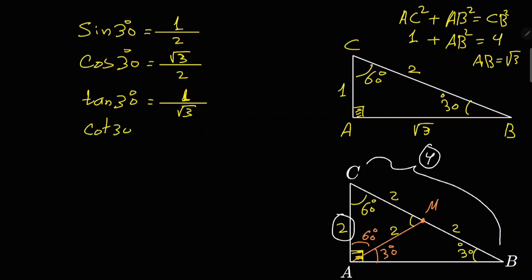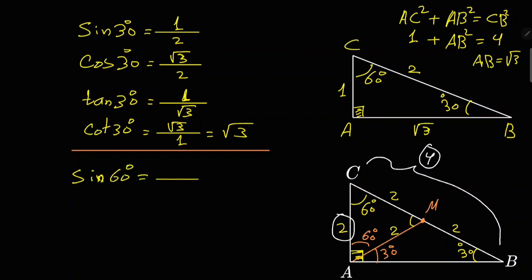The cotangent of 30 degrees equals the adjacent divided by the opposite, which is square root of 3 divided by 1. So the answer is square root of 3. This is for the angle 30. And now for the angle 60, what is sine 60? Sine 60 degrees is the opposite, which is square root of 3, divided by the hypotenuse, which is 2. Cosine 60 degrees is the adjacent divided by the hypotenuse, which is 1 divided by 2.